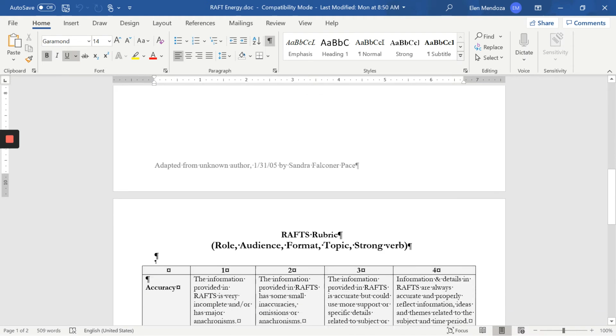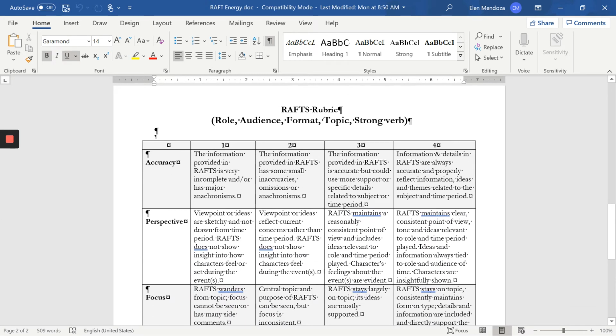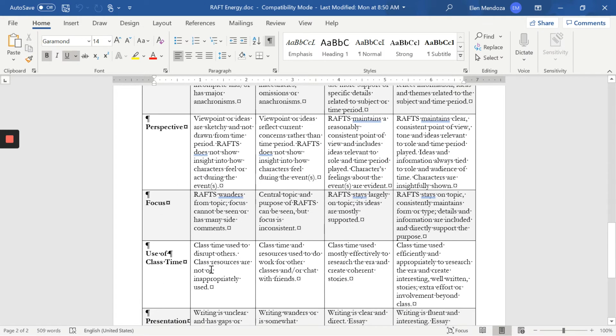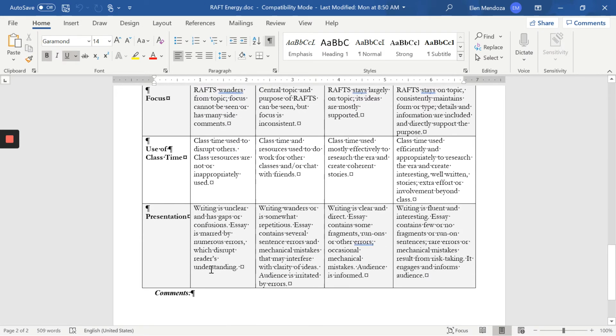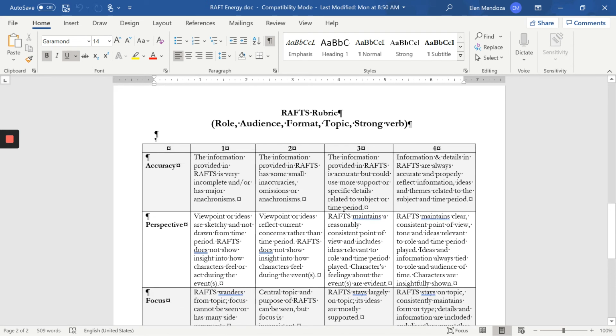Okay, down here, it explains how I'm going to be grading this assignment. So: accuracy, perspective, focus, use of language, and presentation. Accuracy: just how good is this information? What kind of quality information are you providing me?